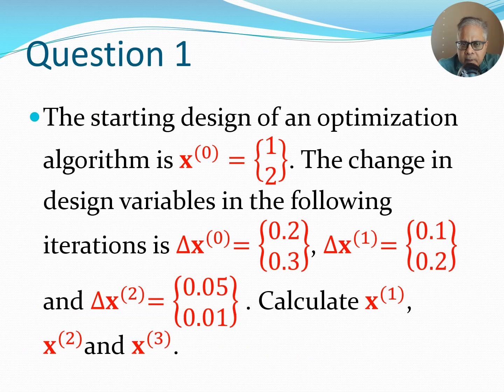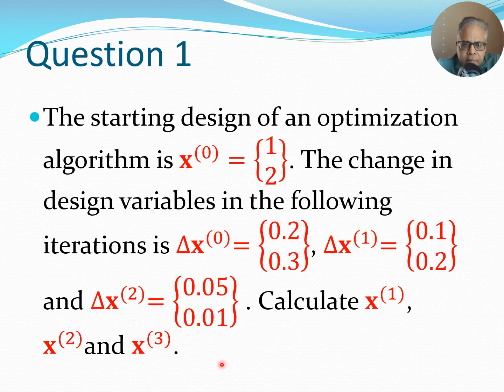Now let's start with the problem, and we are going to slowly build up the concepts which are there in lecture 6. So the first question is, the starting design of an optimization algorithm is given as x0 is 1, 2. So this is a vector. There are two design variables here. Now the change in the design variables in each of the following iterations is delta x0, delta x1, delta x2. And then the question is to calculate x1, x2 and x3.